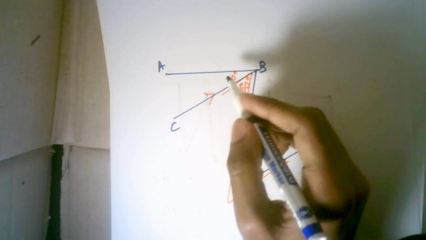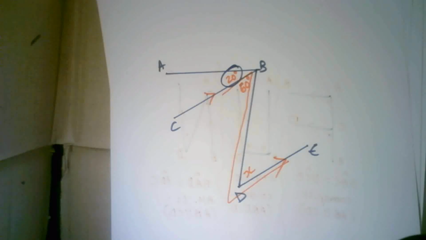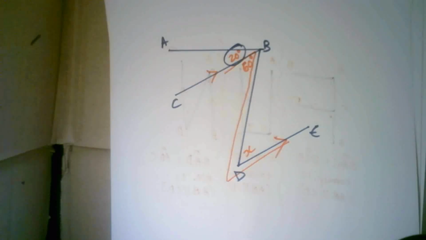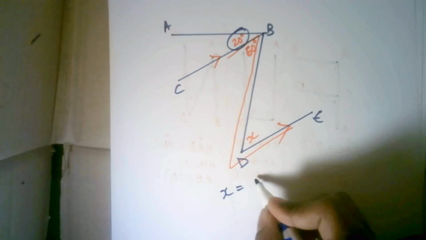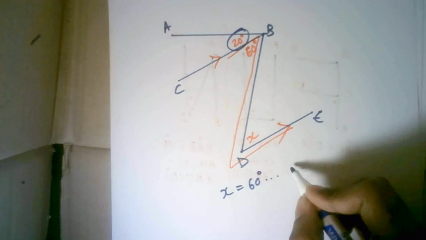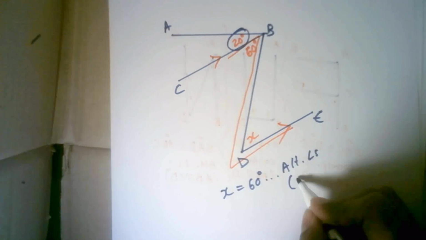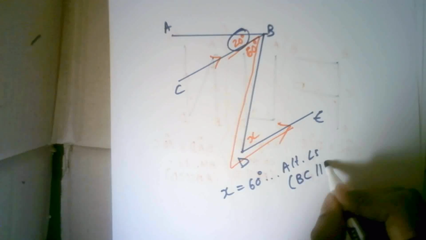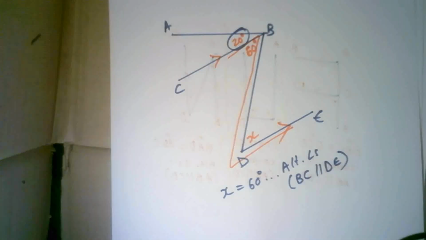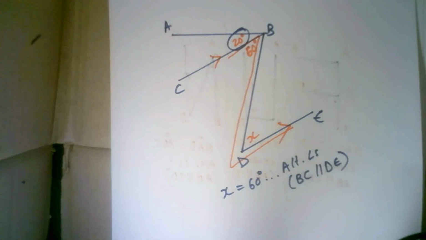Although this 20 degrees is given, you don't have to use everything in the diagram that's given. You only need what's important to find the angle that you're looking for. So X is equal to 60 degrees, and the reason for that is alternate angles, and the lines that are parallel is BC parallel to DE. So again, they could give you different geometric figures, and you have to solve it.